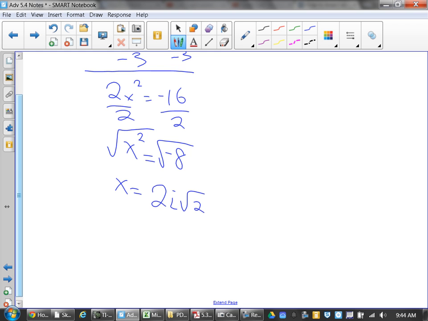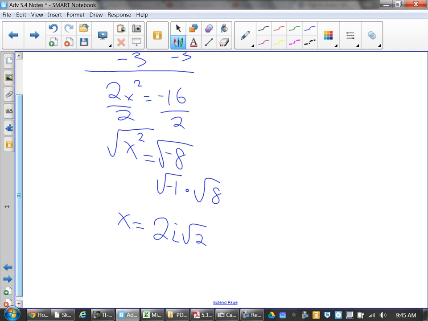And when you're doing the negative stuff here, it gets a little weird. Now, do you agree that I can rewrite negative 8 as the square root of negative 1 times the square root of 8? Yes. What's the square root of negative 1? I. What's the square root of 8? 2 root 2. You just put them together.